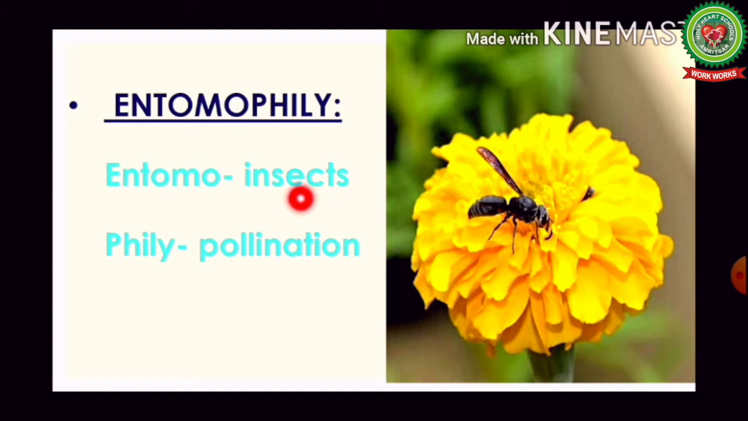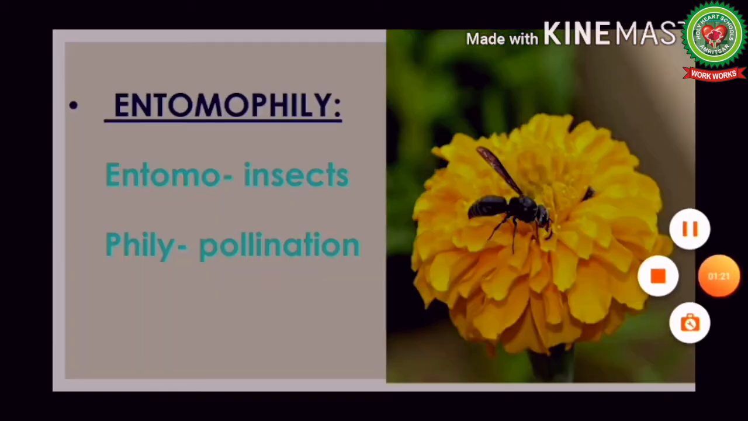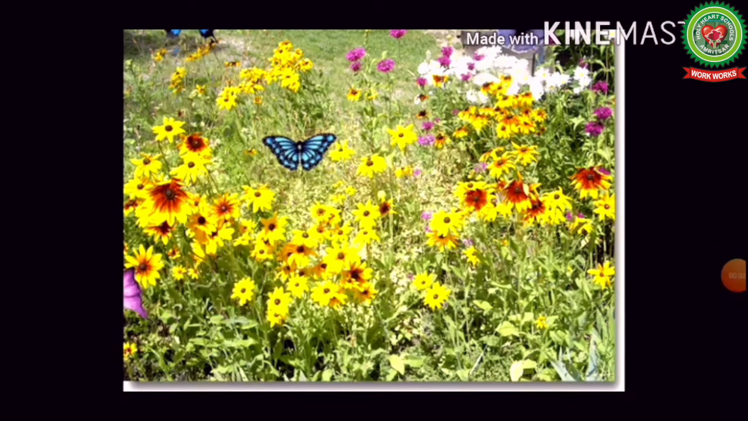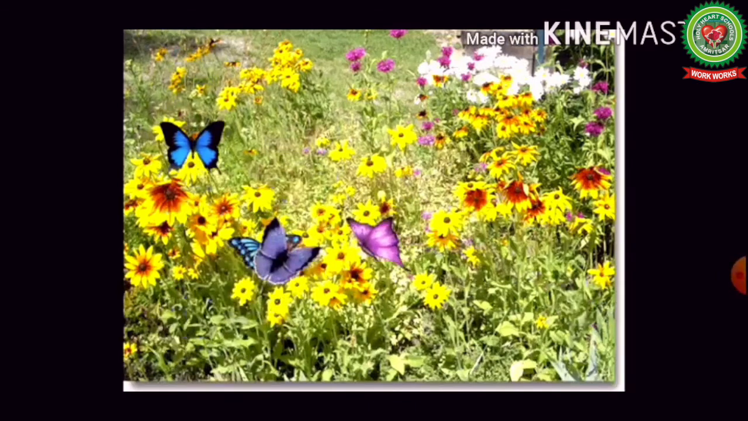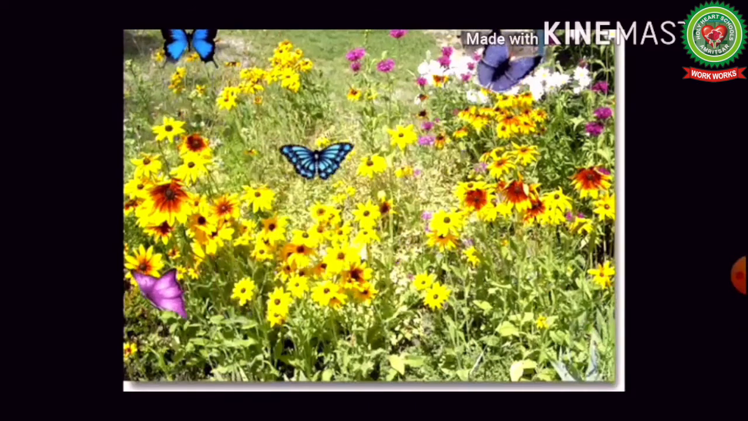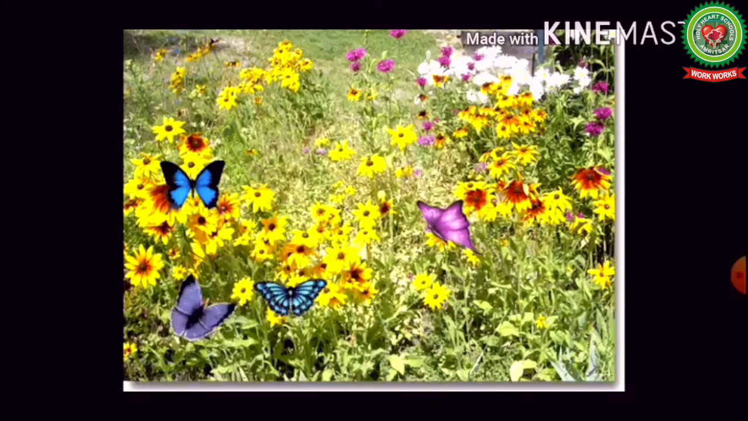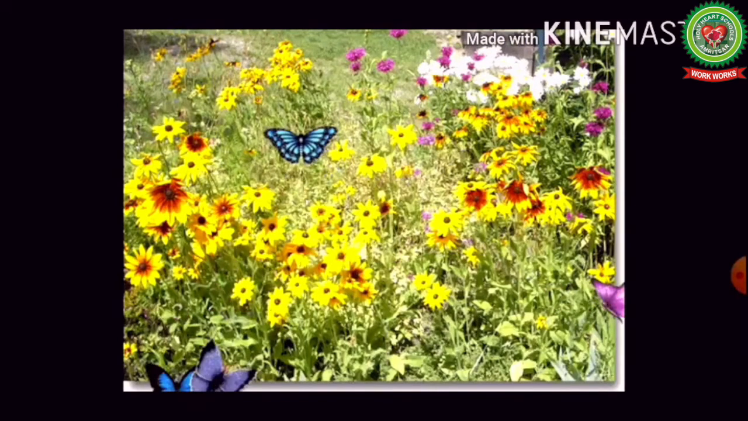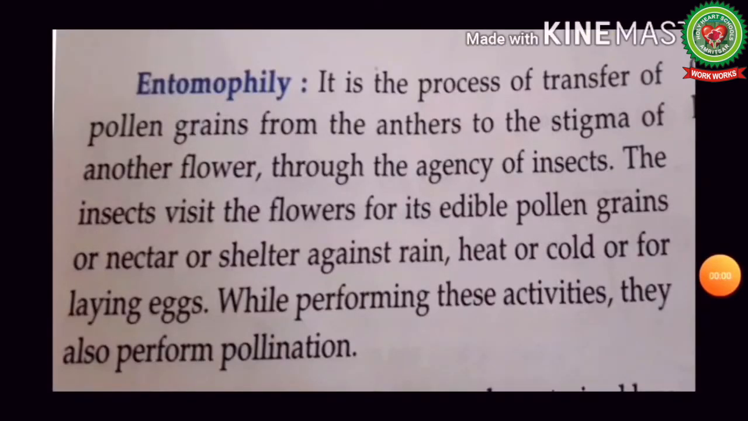First is entomophily. Entomo mean insects and phily mean pollination. Students, in this diagram you can see pollen grains are transferred from an anther to stigma of a flower through the agency of insects. And this type of pollination is called entomophily. Student, come to the page number 24 and start the reading of this topic.